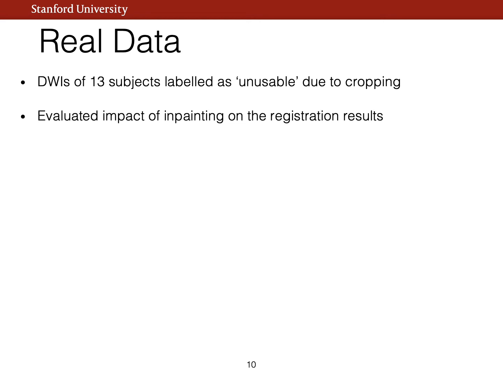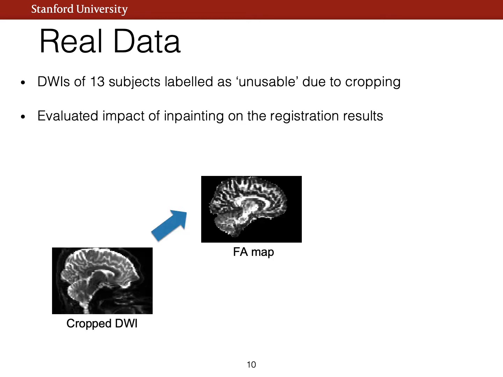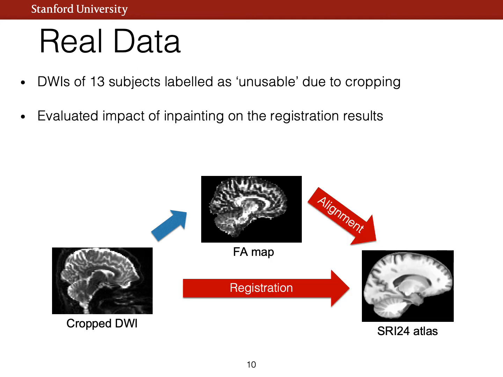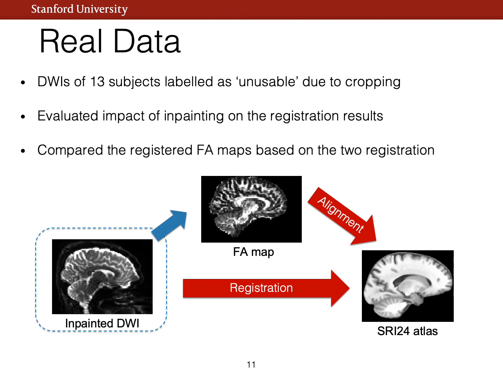Specifically, we first derived the FA map from the original diffusion-weighted image, and then registered that map to the SRI-24 atlas. This alignment was potentially corrupted at the top of the skull due to the loss of boundary information from the cropping. Next, we repeated this registration using the inpainted diffusion-weighted images. Then we can compare the two resulting FA maps.